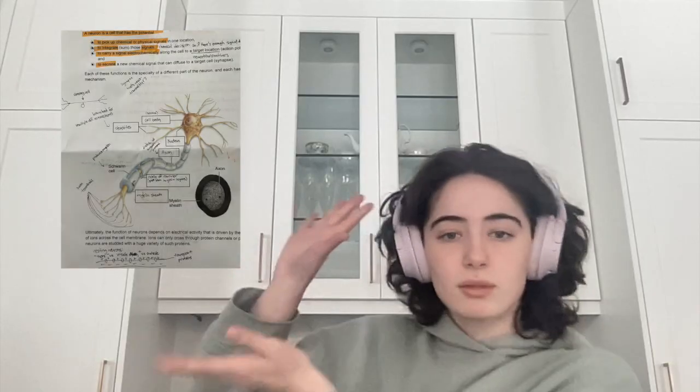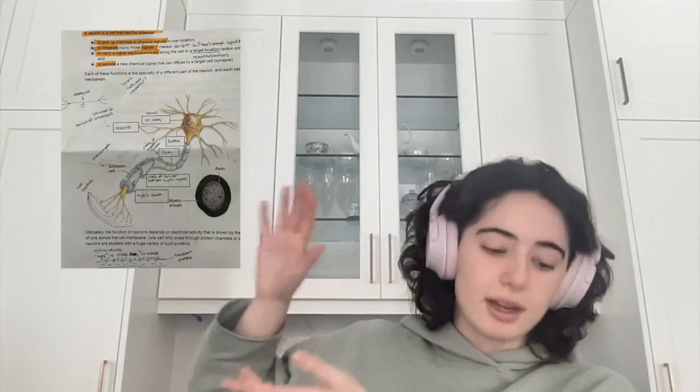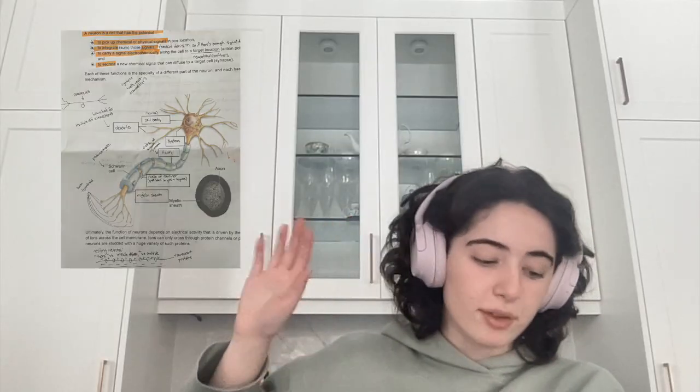A neuron is a cell that has the potential to pick up chemical or physical signals in one location, to integrate those signals, the chemical decision on whether there's enough signal to make a signal, and to carry a signal electrochemically along the cell to a target location, through neurotransmitters, to secrete a new chemical signal that can diffuse to a target cell. Each of these functions is a specialty of different parts of the neuron. I'll throw up my picture of the neuron right here. We're not going to go over the anatomy, but just know there's a myelin sheath, axon terminals, an axon, a nucleus, a cell body, dendrites, all those lovely things.